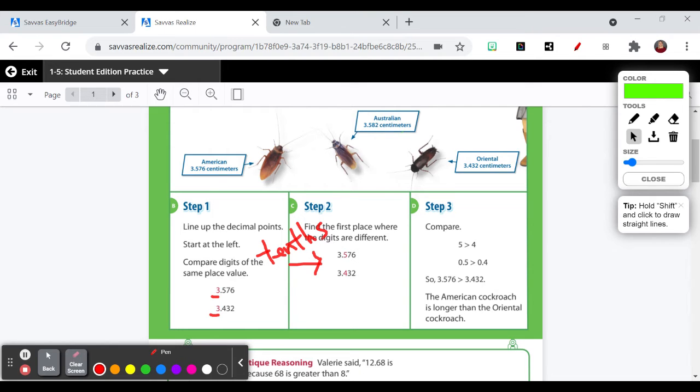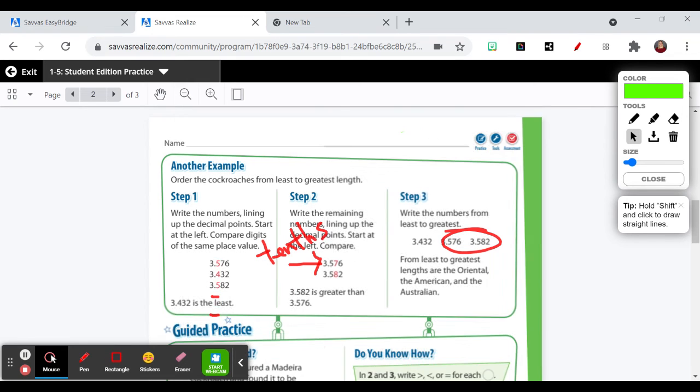We're going to compare that 5 and 4 just as we would whole numbers. We see that this 5 here is greater than the 4. So that means that 5 tenths has a greater value than 4 tenths, proving that the Oriental is shorter than the American. American is longer than the Oriental. All you're doing is comparing these decimals just as you would whole numbers. All right, so we're going to go over to the next page and do a few more examples.